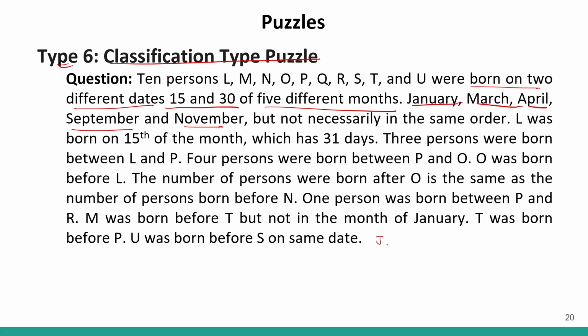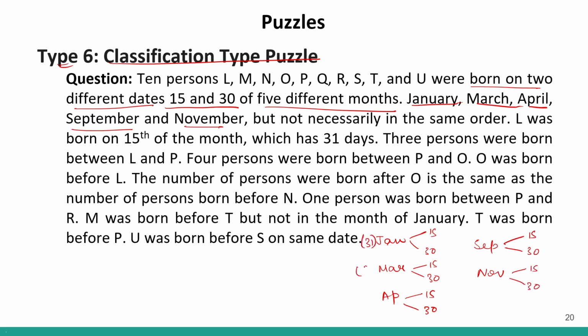So let me write January, March, April and September and November, and 2 dates 15 and 30. So each person is born either on 15 or 30. Correct? These are your 10 dates on which these 10 people are born. Correct? Now, January is of 31 days, March is of 31 days, April is of 30 days, September is of 30 days and November is of 30 days. So this information is also required. Now let us fill the information.